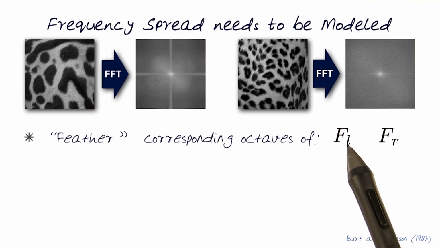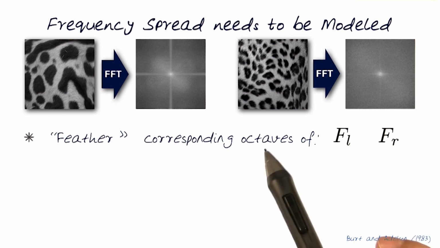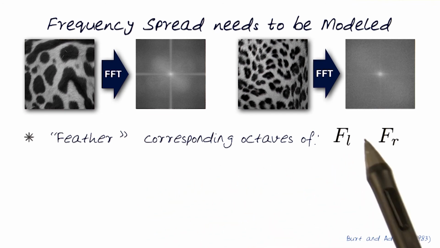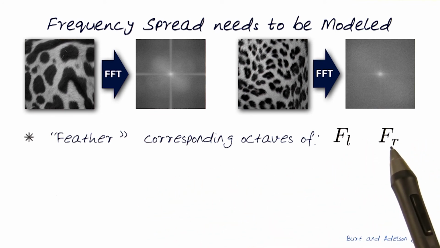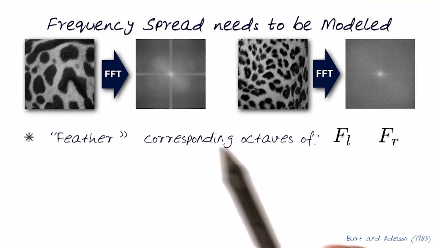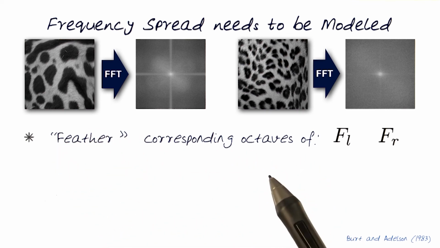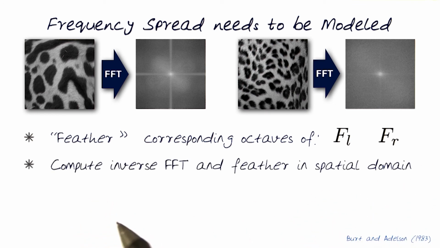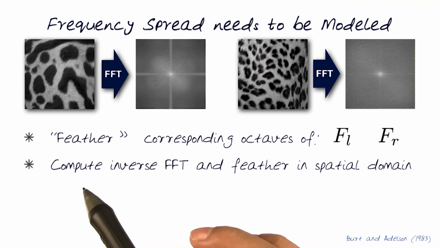So we want to take the Fourier transforms of the left and the right, and we want to do the corresponding octaves. Remember the F1, F2, F3, F4 for the left, and then the same for the FR. But we want to do the combination of the F1 for the left and the F1 of the right and do a feathering between them, and do it for each and every one of them, and then use that to reconstruct the signal. So in essence, we want to compute the octaves, feather them, and then compute the inverse fast Fourier transform.